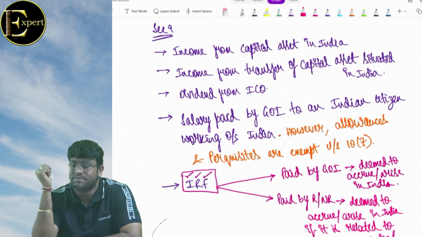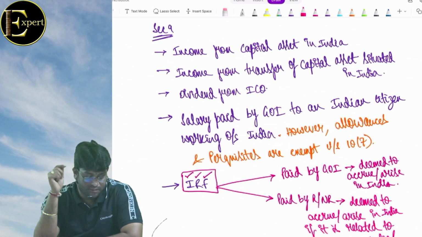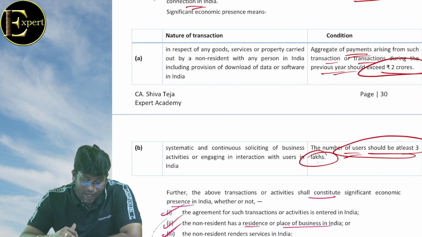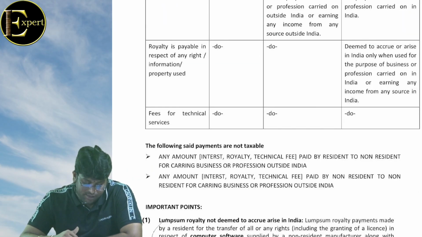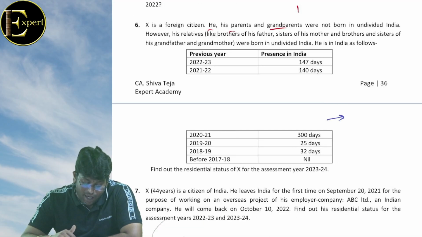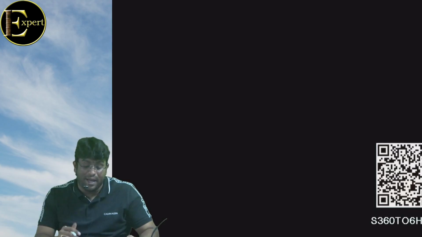Indian income, what will happen? Taxable for all. Foreign income, taxable for ROR. Then RNOR in 2 cases. What are the 2 cases? Business income which is controlled wholly or partly from India. Professional income which is set up in India.